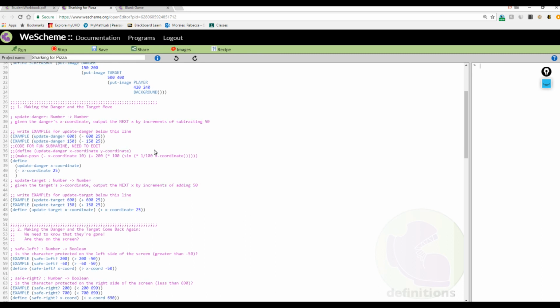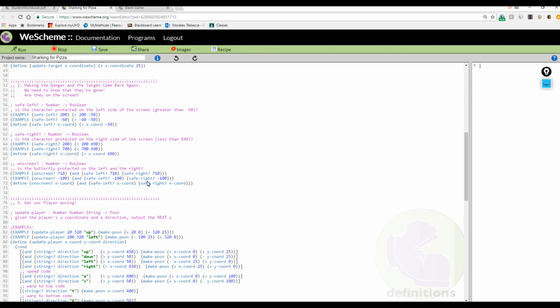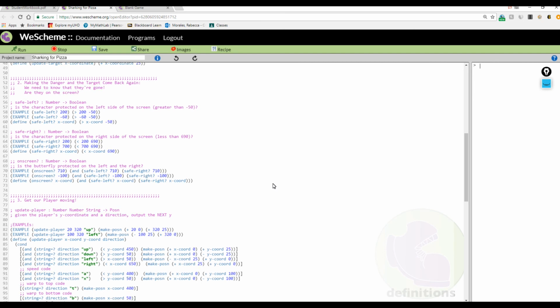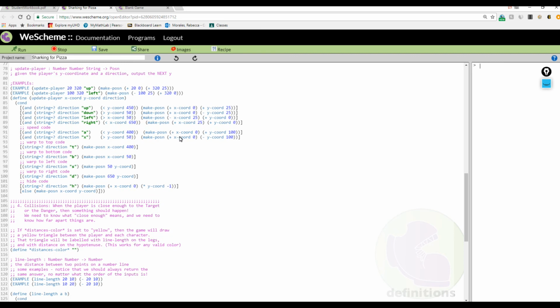You have making your update danger and update target, where they actually move on a regular basis. Your safe left, safe right, and on screen. I said safe to make sure that all of your stuff comes back to the screen. And then you have your update player, which we'll look at in just a second.